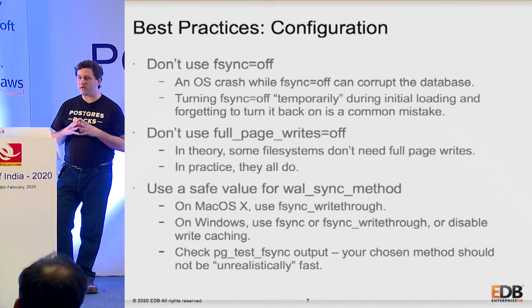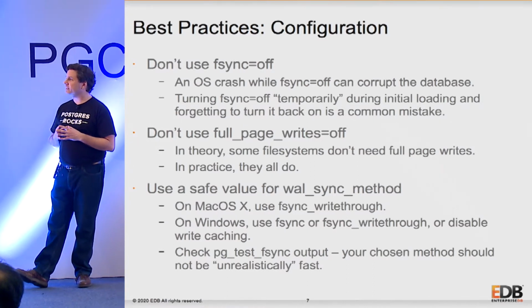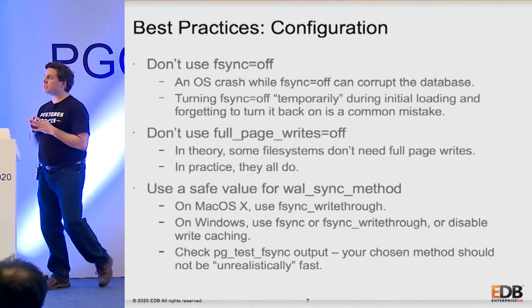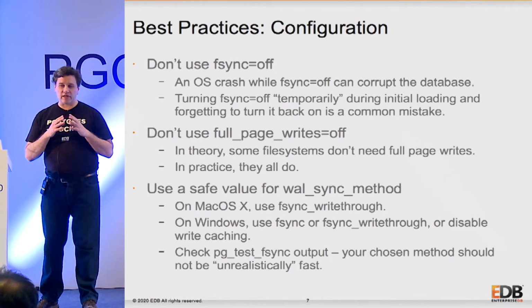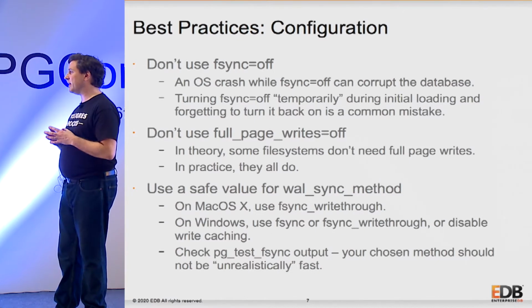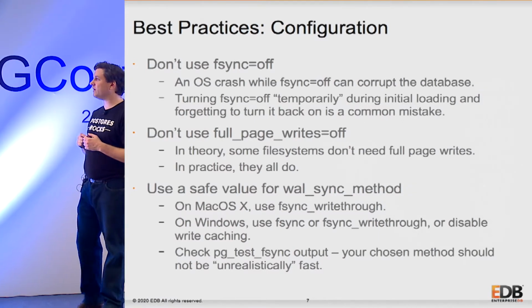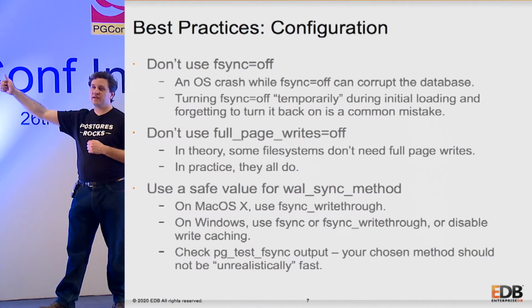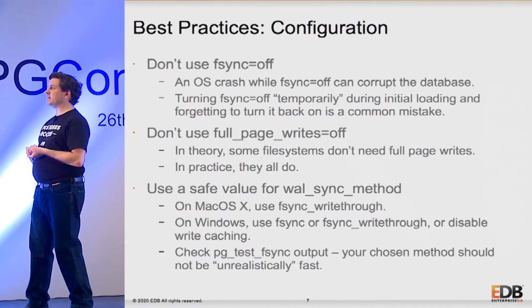This is an area where there's not too many settings that you need to configure, but there are some, and they really have an impact on the reliability of your database in the event that you have an operating system crash. There are really 3 settings in postgresql.conf that you need to be aware of. The first one is fsync, the second one is full_page_writes, and the third one is wal_sync_method.